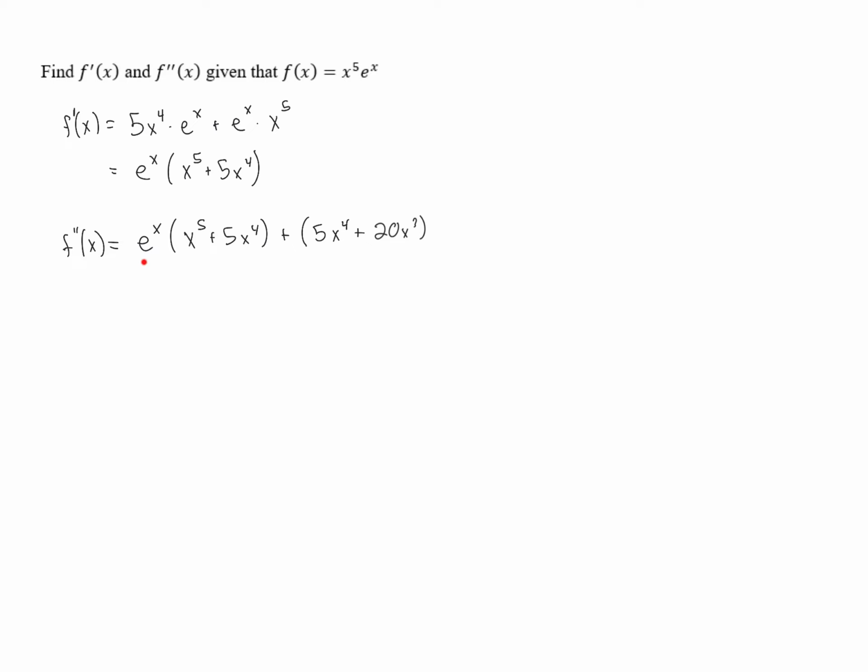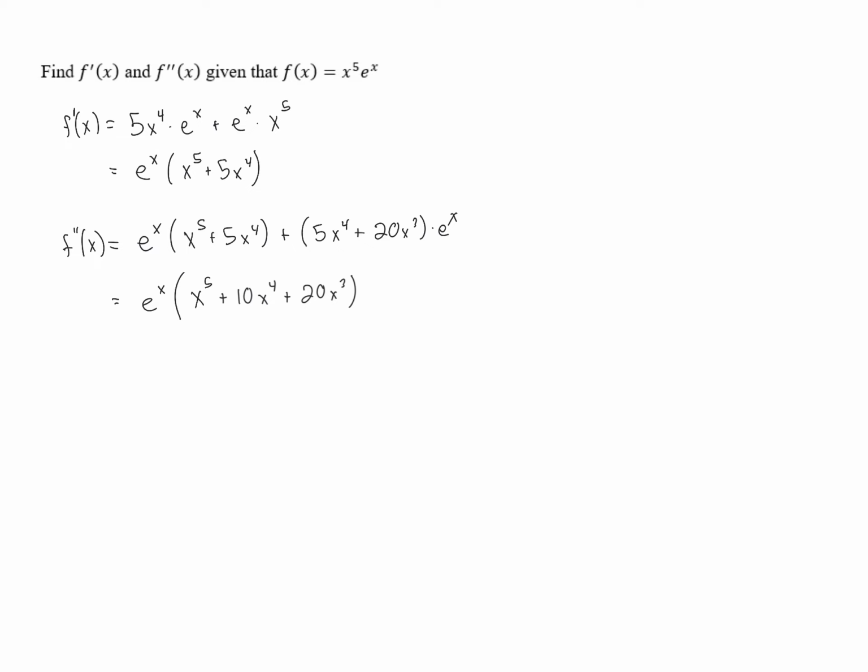So remember, we had the derivative of the first times the second, plus the derivative of the second, and we still need times the first. So we still need an e to the x there. We can factor out our e to the x, and when we combine all of the leftovers, we've got our x to the fifth. Notice when we take 5x to the fourth plus 5x to the fourth, that's going to be 10x to the fourth, and then we still have that plus 20x cubed. And this is our final answer for the second derivative.